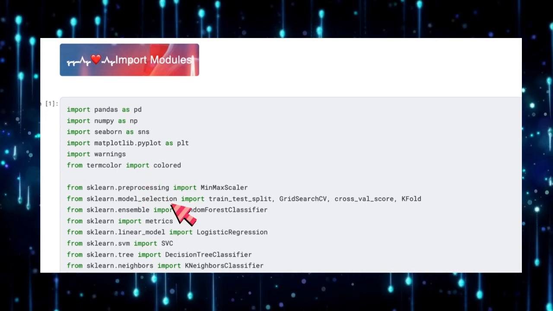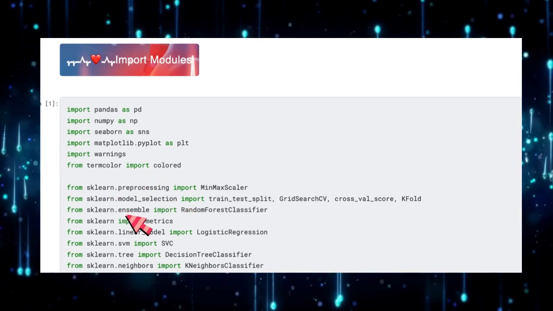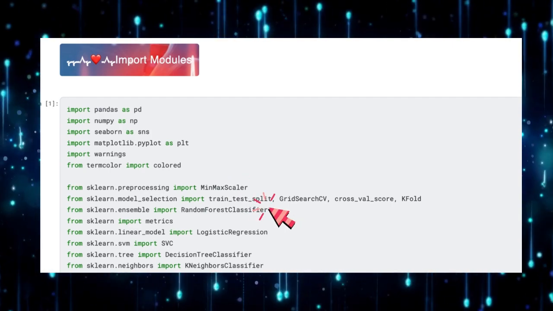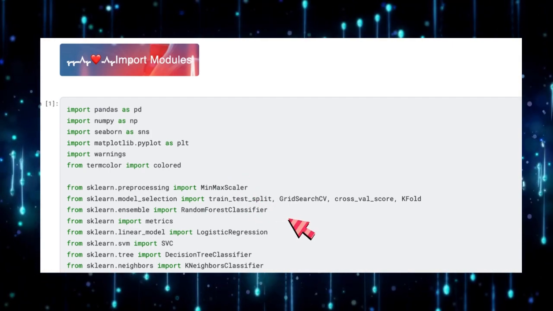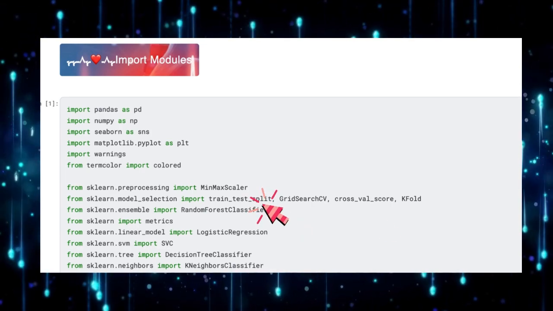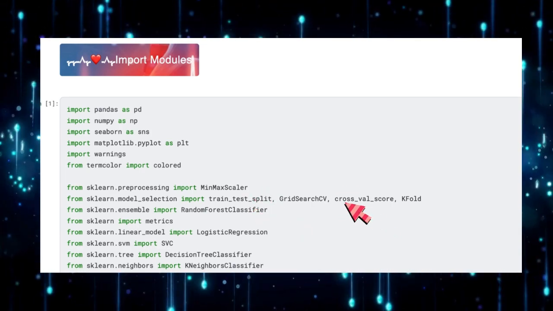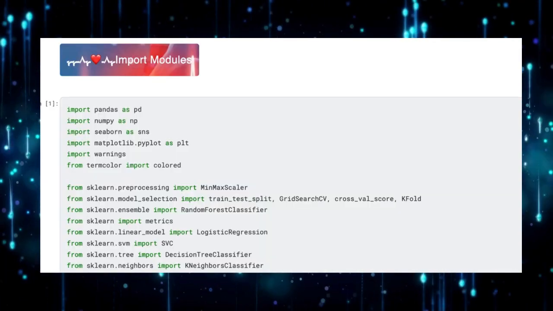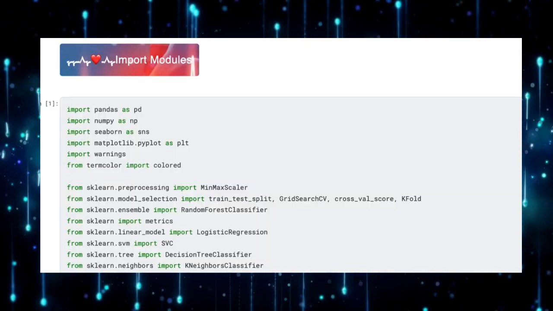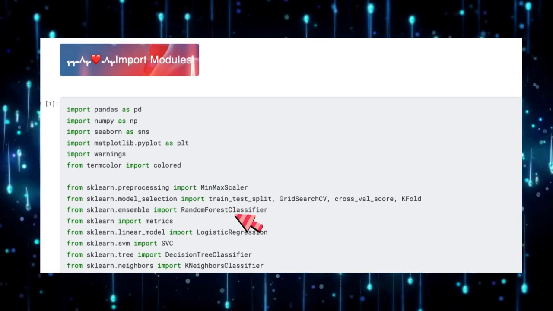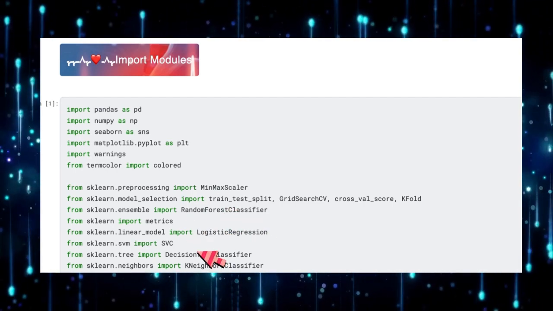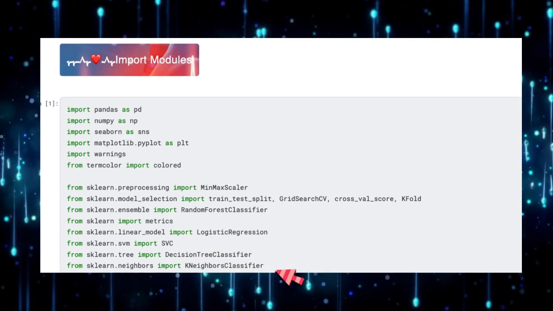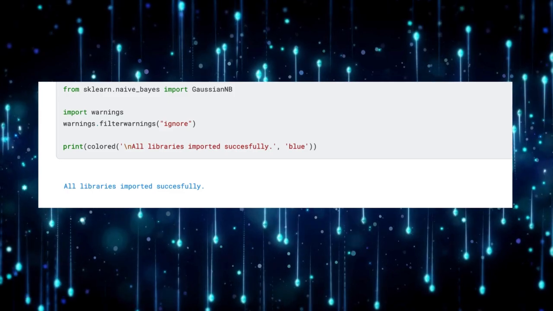For data preprocessing and model evaluation, we import several modules from scikit-learn. We use MinMaxScaler for feature scaling, and train_test_split for splitting our data into training and testing sets. GridSearchCV helps in tuning hyperparameters, while cross_val_score and KFold are used for cross-validation. For classification tasks, we import RandomForestClassifier, LogisticRegression, SVC, support vector classifier, DecisionTreeClassifier, KNeighborsClassifier, and GaussianNB for the naive Bayes classifier.